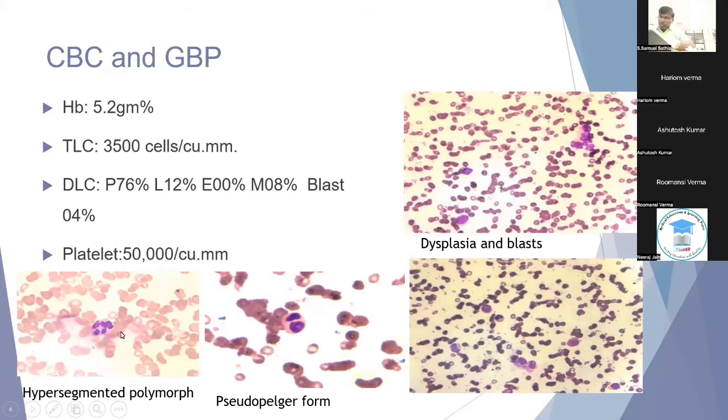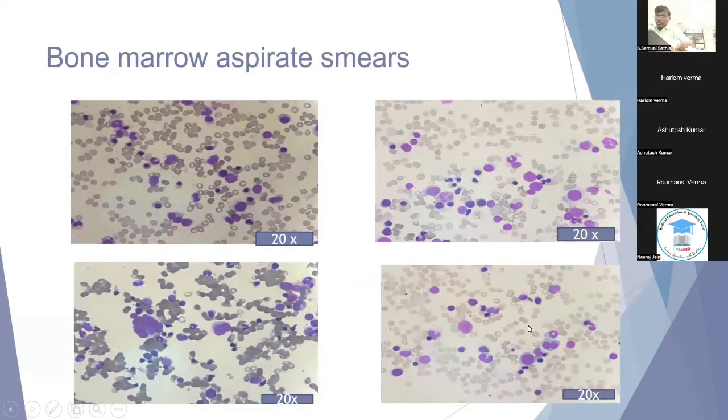This is a peripheral smear showing the hypersegmented neutrophil, a pseudo-Pelger form indicating dysplasia. Here we can make out certain blast cells. And here again, we can see certain blast-looking cells. So the bone marrow aspirate was done. The bone marrow aspirate is showing an increased number of blast cells.